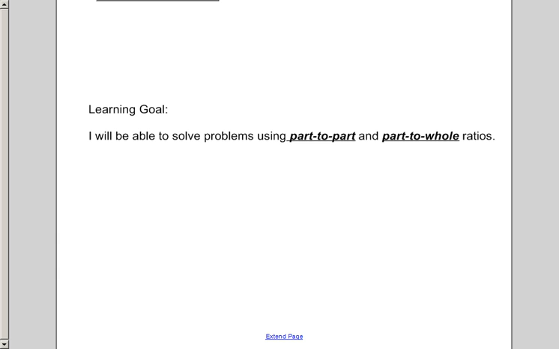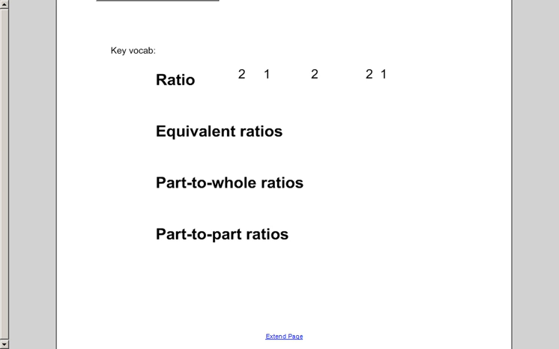My last video ran a little long, so let's jump right into it. The learning goal for today is I will be able to solve problems using part-to-part and part-to-whole ratios. So let's look at those vocab terms and what those mean.